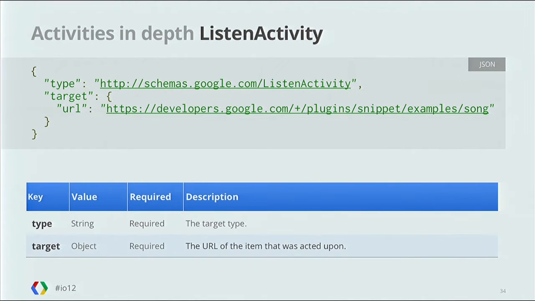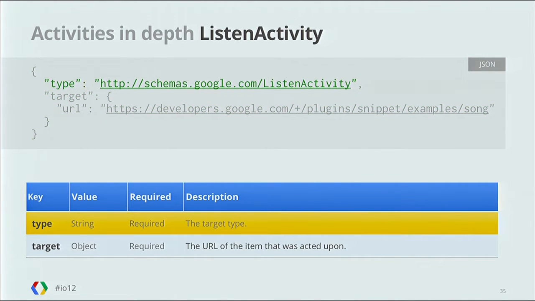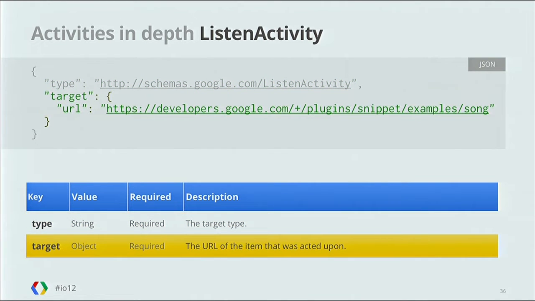And the activity looks like this. You have a type and a target. All right, this is the first one we're going to look at. This is a listen activity. The type is the activity that was performed, in this case, listen activity, and the target is the item that it was performed on. In this case, it's a song.